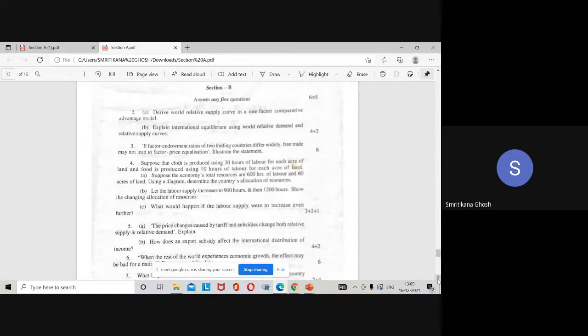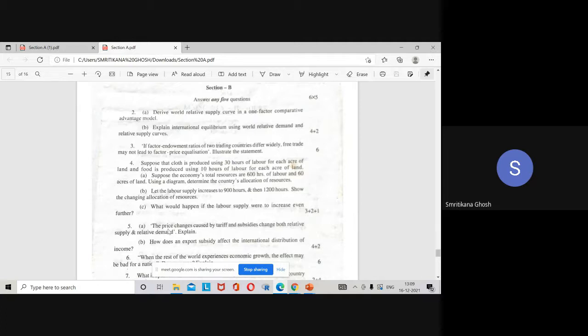Derive the world relative supply. Yes, but look, this is a very common question. Derive world relative supply. Explain international equilibrium. The question 2 is very common. It is coming each alternate year. Two factor endowment ratios of two trading countries differ widely. This is very common. Suppose that cloth is produced using 30 labor and food. So this is the HO model.